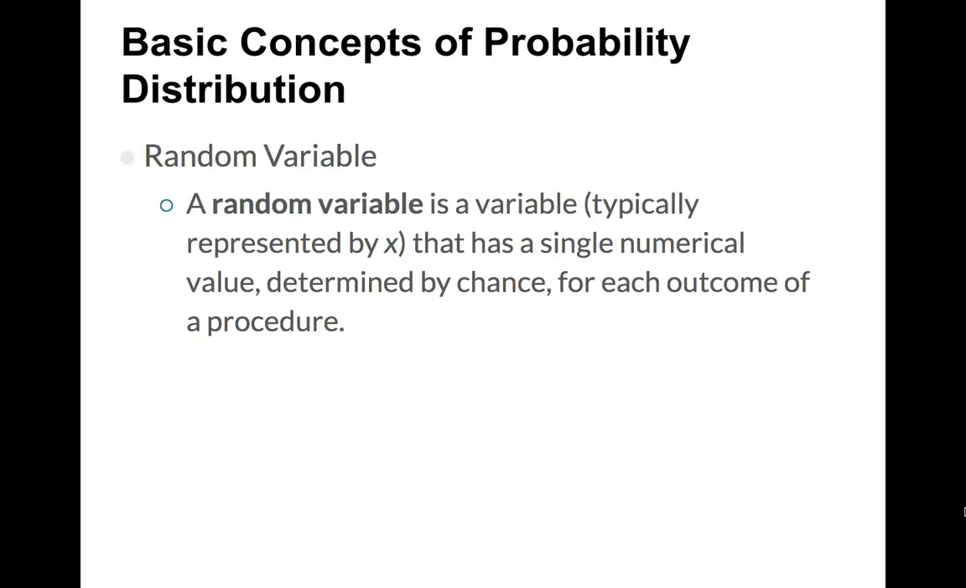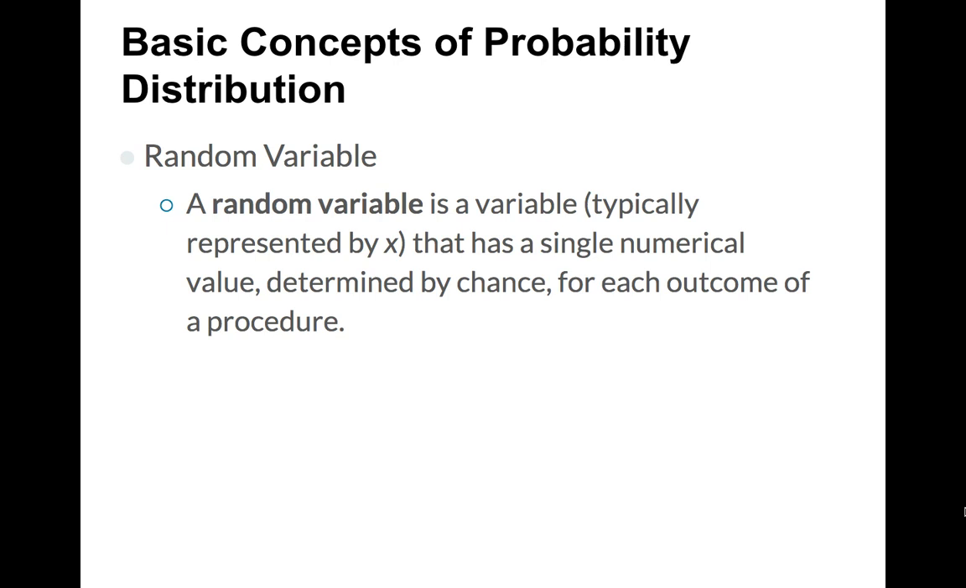So what is a random variable? Very simply, a random variable is a variable that we represent by a lowercase x representing a singular value, or sometimes we'll use an uppercase X to represent all possible values of that random variable. So you may see both. It's something that has a single numerical value determined by chance for each outcome of some procedure. That procedure could be flipping a coin, spinning a spinner, rolling a die. It could be all sorts of things. It could be talking to people and getting answers to questions.